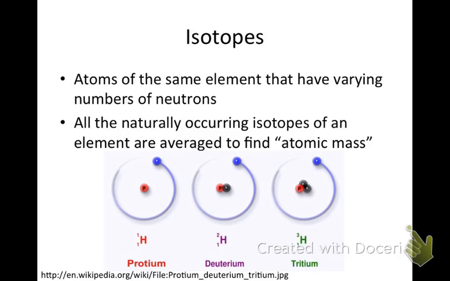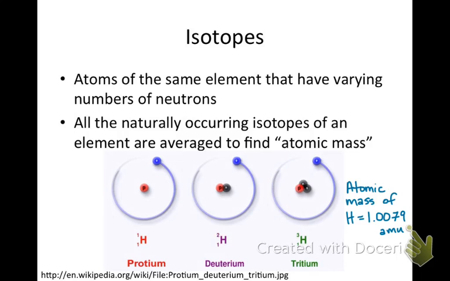And these naturally occurring isotopes exist in predictable ratios. So you know that you could always have, like, 91% of one isotope and 9% of the other. So when you see the atomic mass written on a periodic table, you're actually looking at the average of all the isotopes found in nature and their relative abundance.